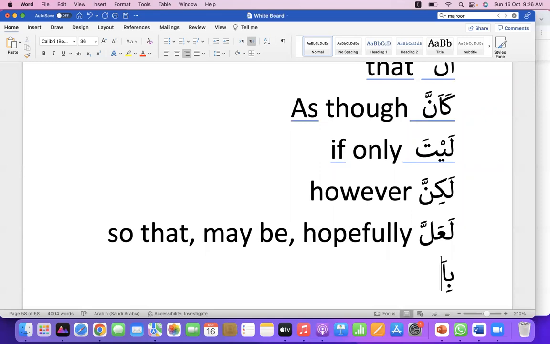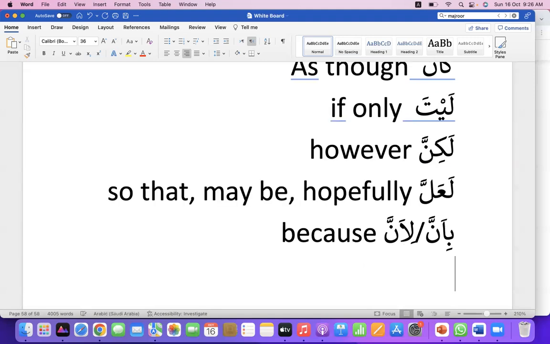Then you have bi'anna, or another one for this with the same meaning, li'anna. Both have the same meaning and are generally both used in the Quran. Bi'anna or li'anna means because. So when these harfs, inna, anna, ka'anna, laita, lakinna, la'alla, bi'anna, come before an ism, they make it mansoob.